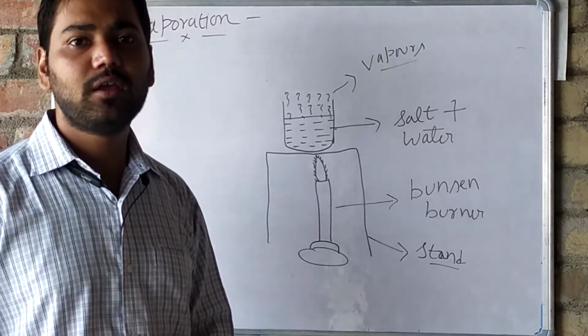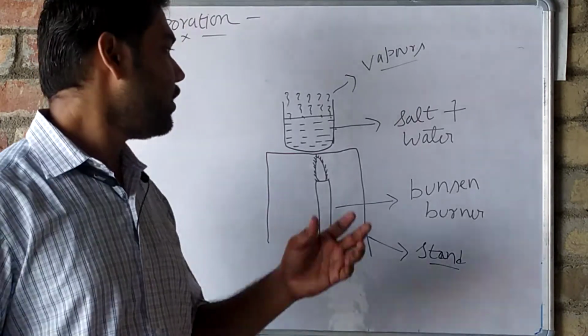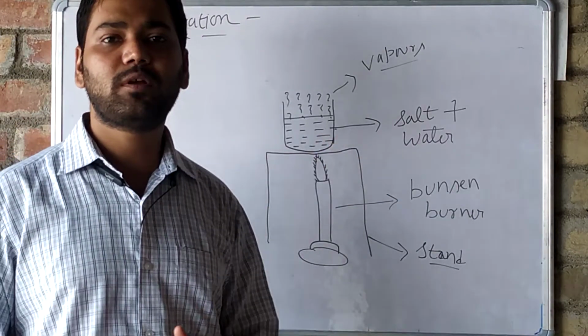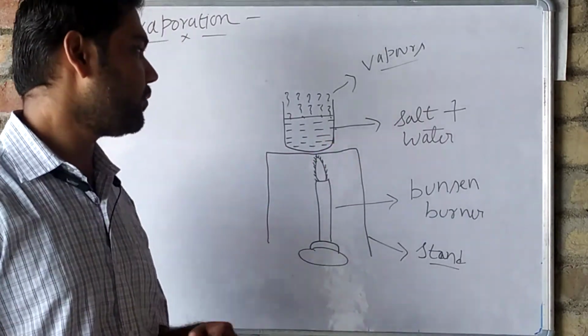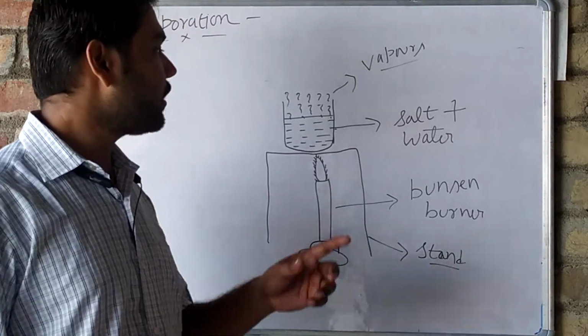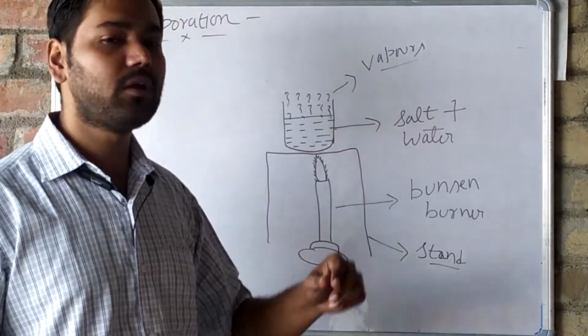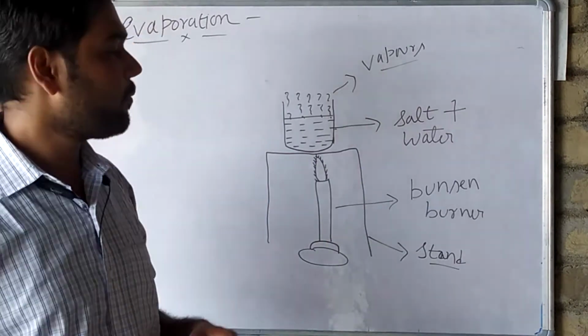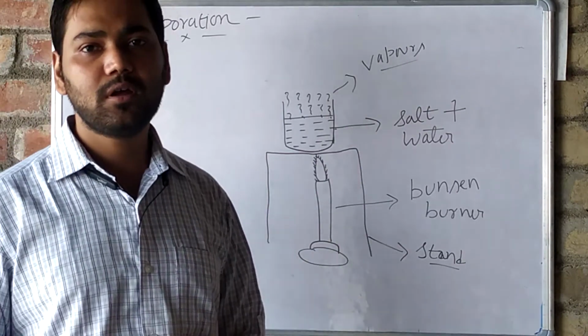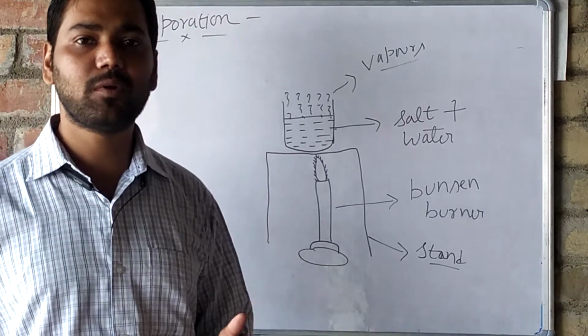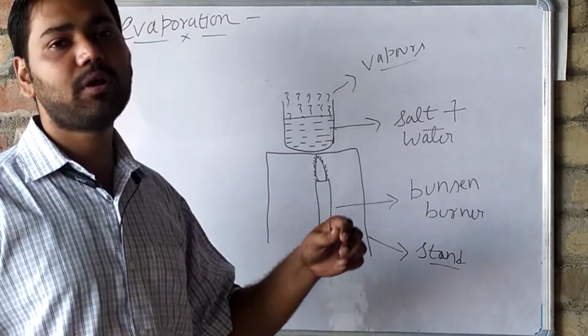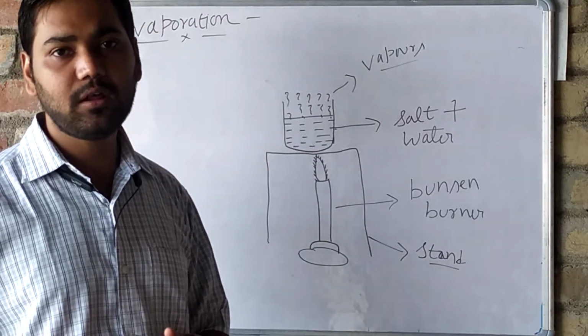Because of gaining heat, the liquid will gain so much heat from this Bunsen burner that it will start evaporating out in the form of vapor. After attaining maximum heat, the liquid will turn to vapor and evaporate out.